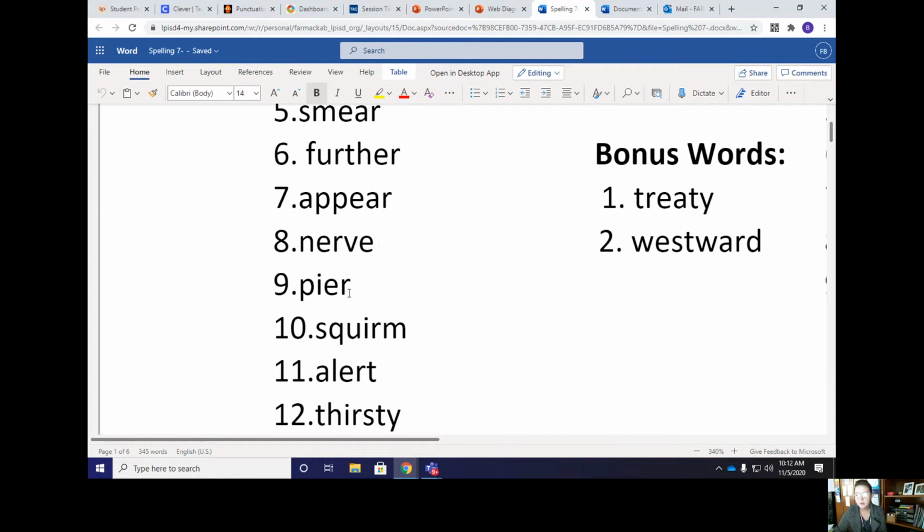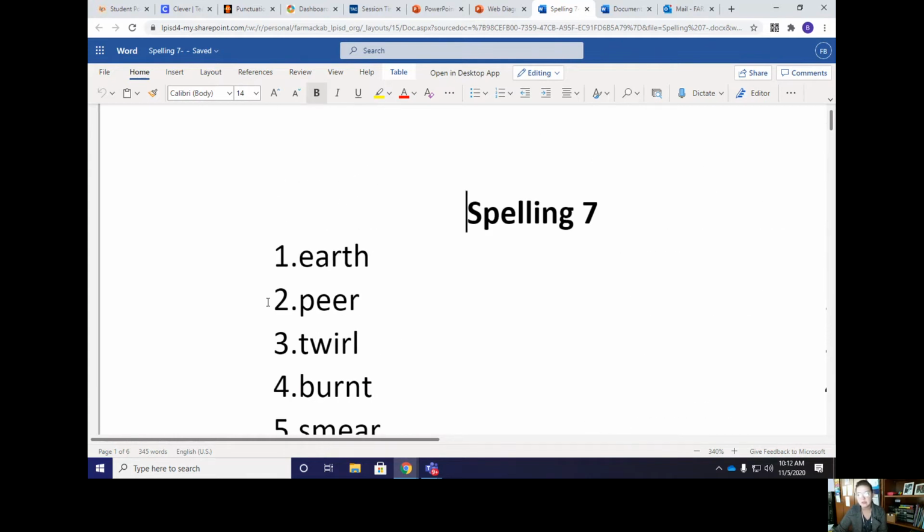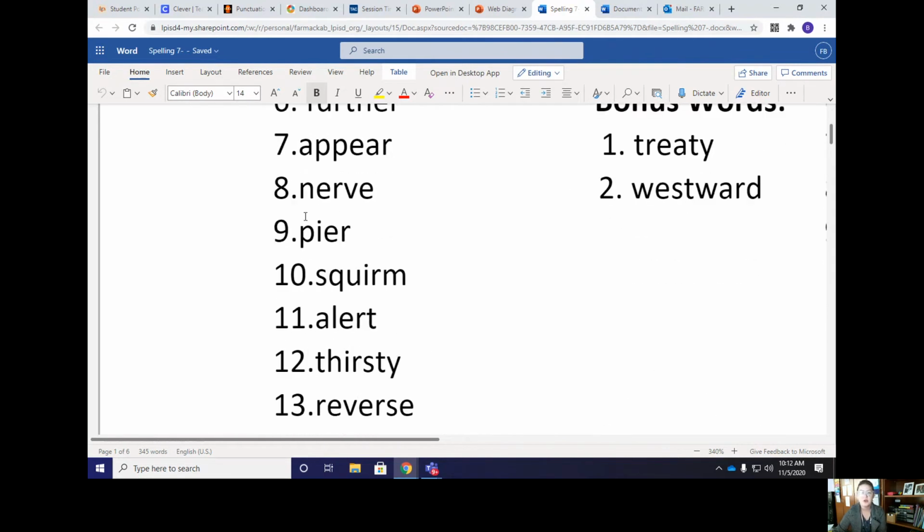Nerve. Number 9 is pier. So here is the pier that is the type of standing structure that is off on a dock out on the water. So this pier is not the same as this pier. This pier is when you're referring to someone you know, and then this pier is referring to a structure on water that you can fish off of. So this is also pier.